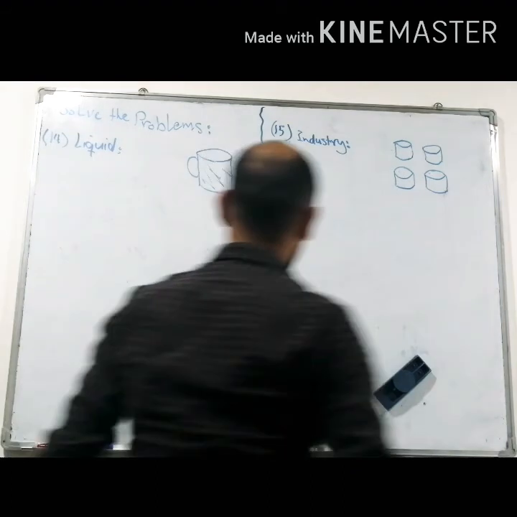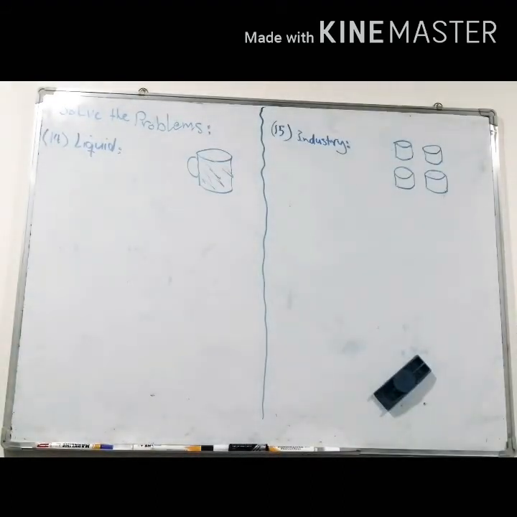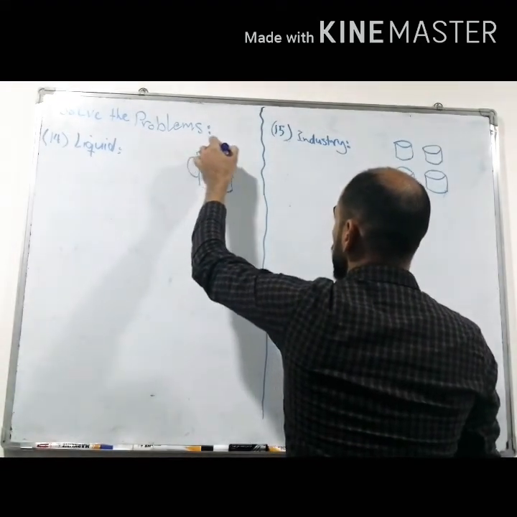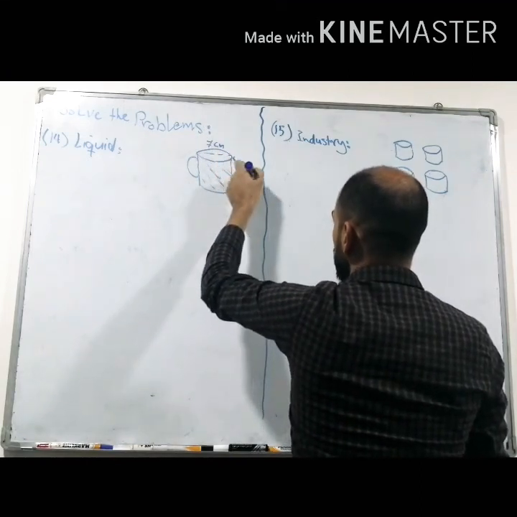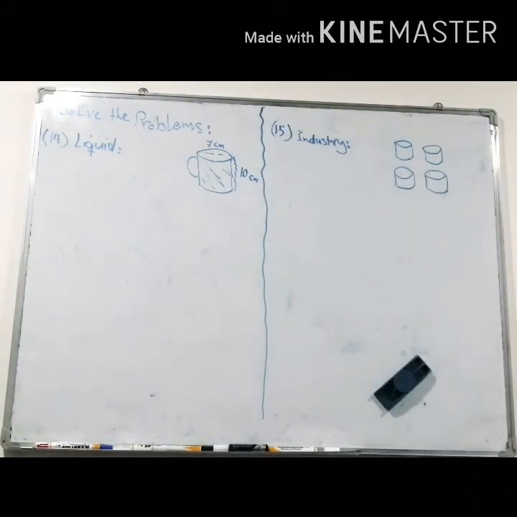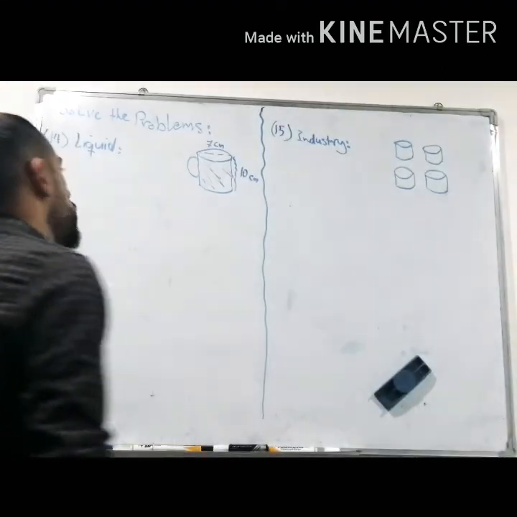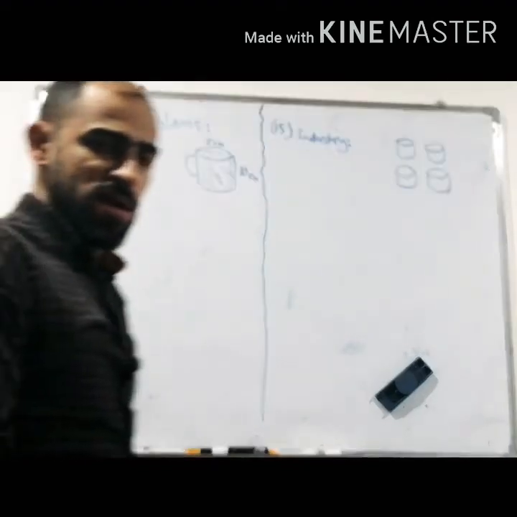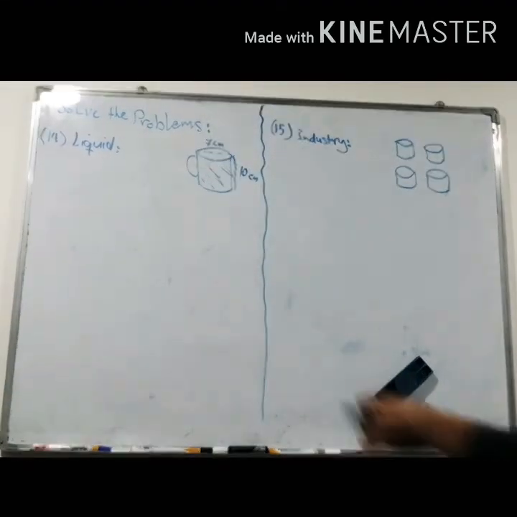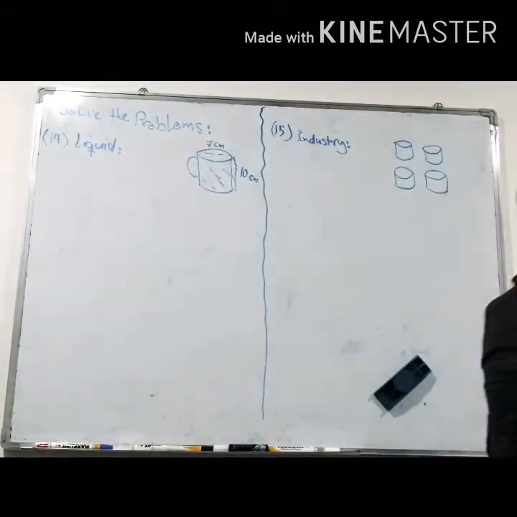Question number 14: find the capacity of the cup. In the nearby figure, its diameter is 7 centimeter and its height is 10 centimeter. The shape is formed of a cylinder. So to find its capacity, the capacity of any shape means the volume. So the capacity of the cup means the volume of the cup.